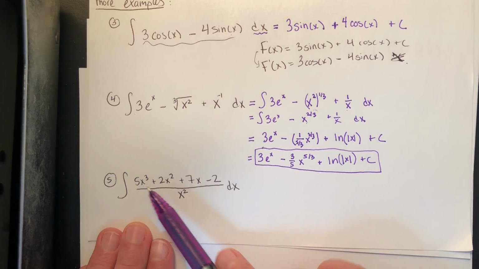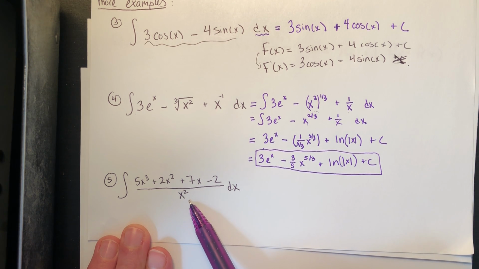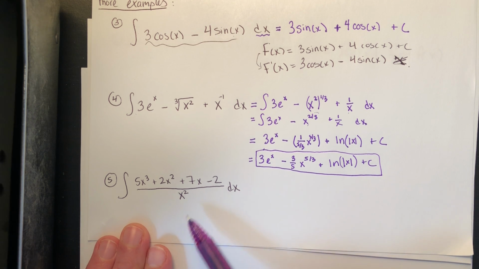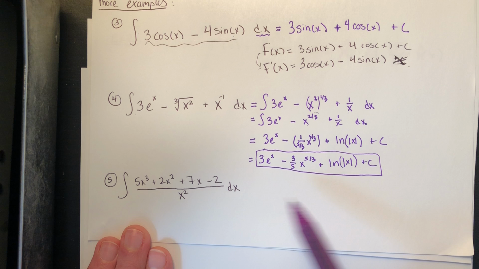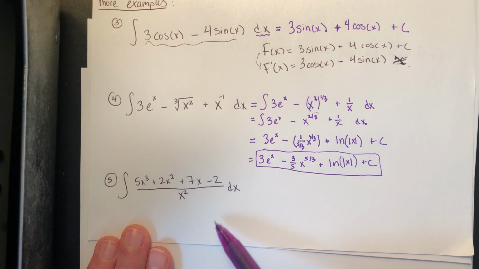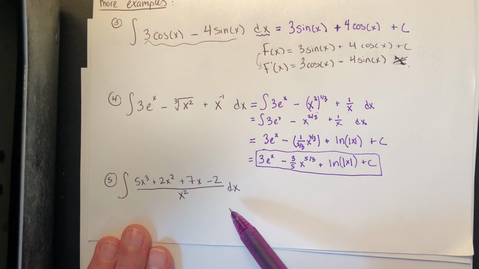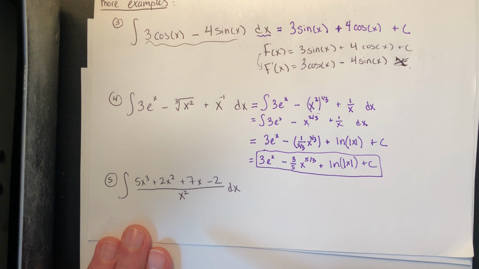We've got this whole big function here, right? A polynomial on top over x squared, and you might just be tempted to take the antiderivative of the top and the antiderivative of the bottom, but don't do that, because remember, that's not how derivatives work. If you're taking the derivative of a fraction, of a rational function, you wouldn't just do the derivative of the top over the derivative of the bottom. So you can't do antiderivatives that way either. It's not going to work. Instead, what you should do is try to rewrite this first without the fraction.